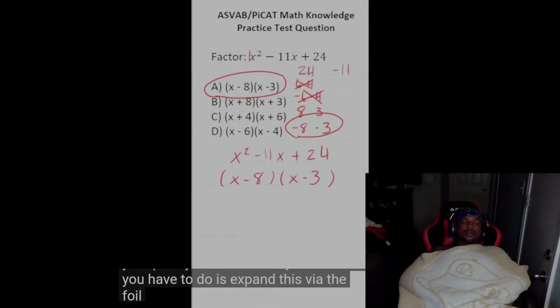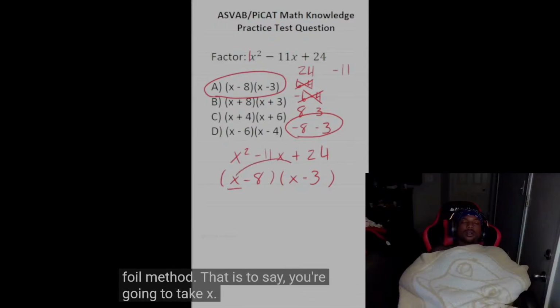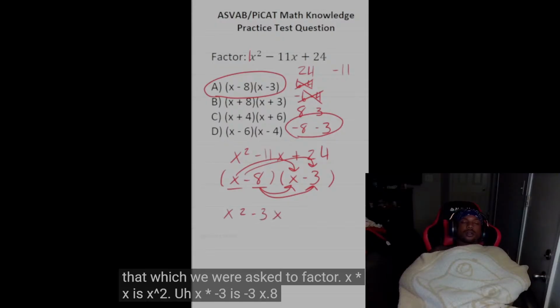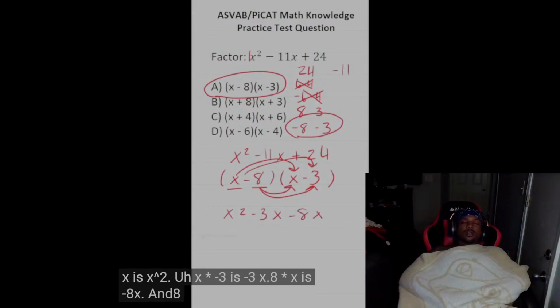this via the FOIL method. That is to say, you're going to take x, you're going to multiply it here, and you're going to take negative 8, you're going to multiply it here and here, and this should match that which we were asked to factor. X times x is x squared. X times negative 3 is negative 3x. Negative 8 times x is negative 8x. And negative 8 times negative 3 is positive 24.